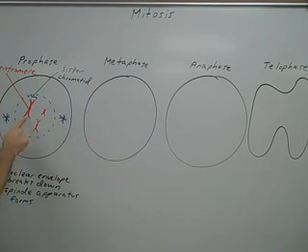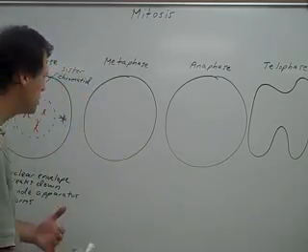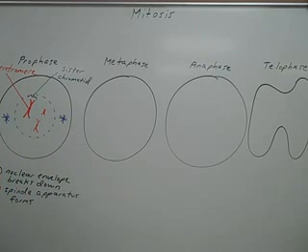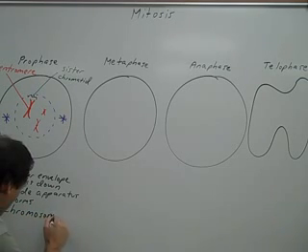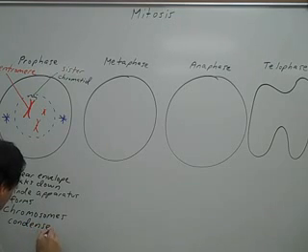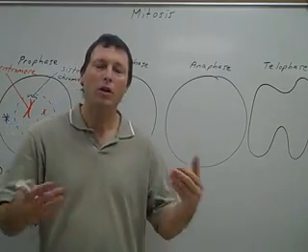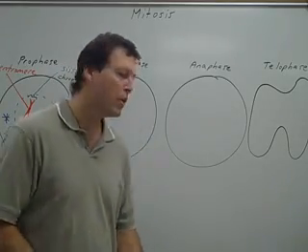So I'm going to draw 1, 2, 3 chromosomes here, but in a human cell we have 46. But for simplicity, we're going to go with 3. So the third one, chromosomes condense. Now all 3 of these steps are occurring at the same time. They don't occur in any particular order. They all occur at the same time.